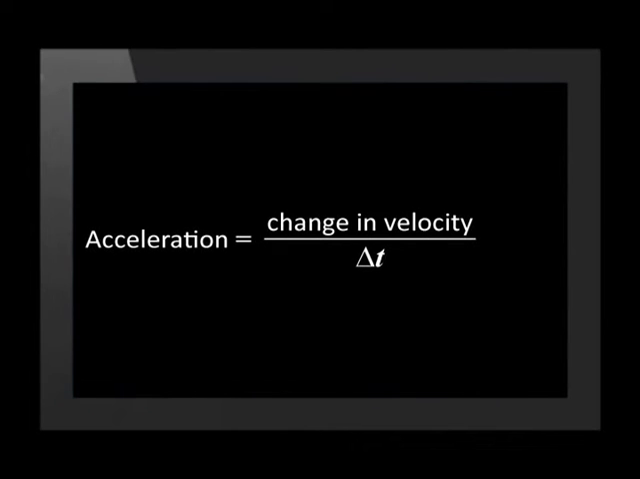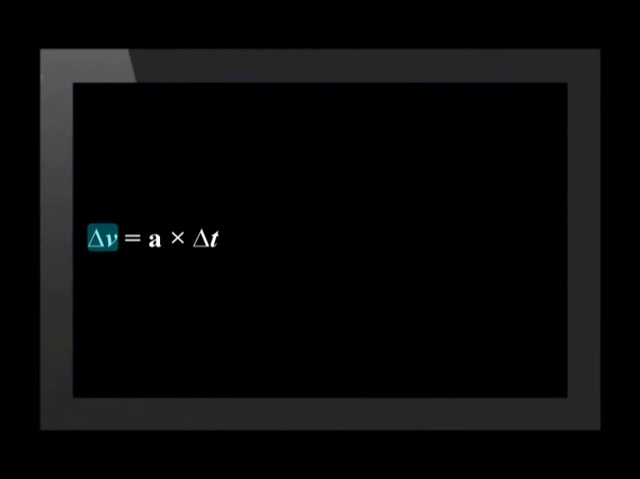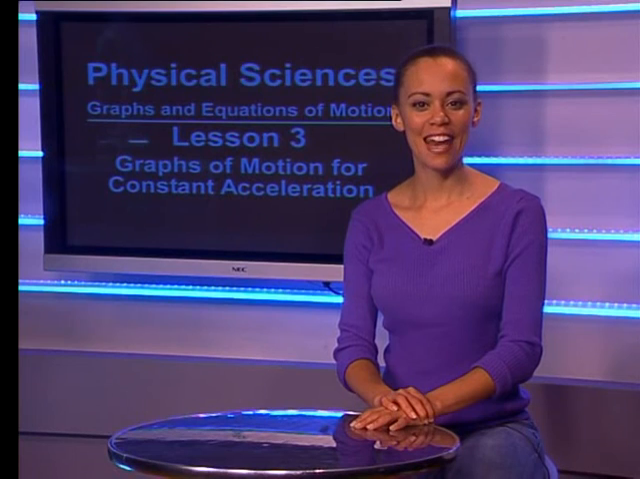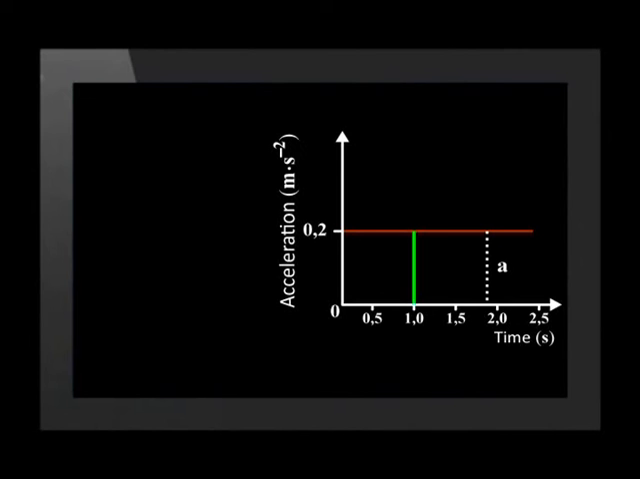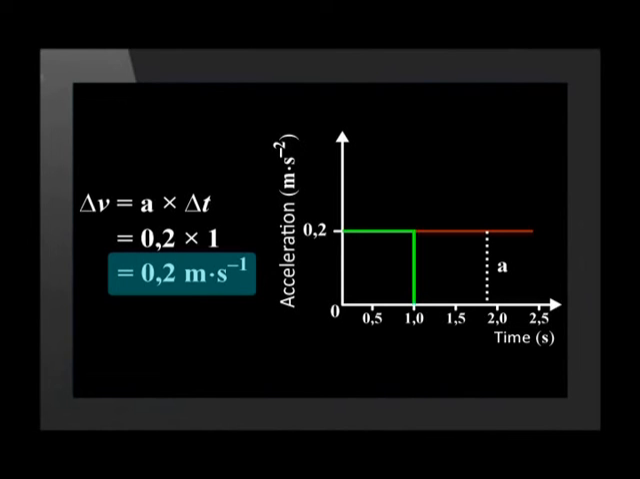Now, let us look at what information we can gather from our acceleration versus time graph. Acceleration equals the change in velocity over the change in time. We can rearrange this equation to make the velocity the subject of the formula. So the change in velocity equals acceleration multiplied by the change in time. Now let's see how we would apply this to the acceleration versus time graph. If we apply this equation to this graph, we multiply the time, let us say 1 second, by the constant acceleration of 0,2, we get the value of velocity, which is 0,2 meters per second.